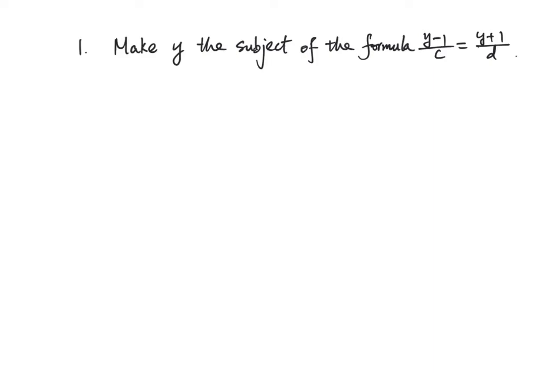Core topic number 3, change of subject, super hard level. So here the first example: make y the subject of the formula (y minus 1) over c equal to (y plus 1) over d. Okay, let me copy down the formula first. (y minus 1) over c equal to (y plus 1) over d.